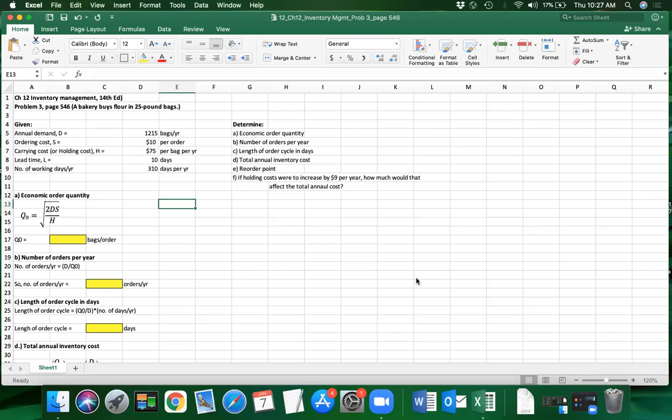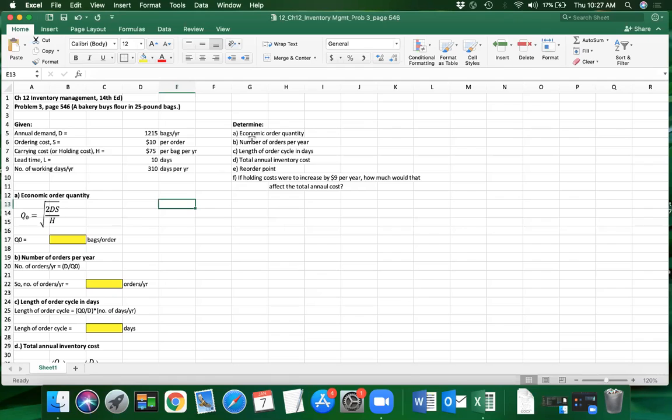Just to hold it. So it's a holding cost or carrying cost. Lead time is 10 days, which means once you place an order, it will take 10 days for it to arrive. So that's the lead time. And the number of working days in a year is 310 days per year. So this data is given, and based on this data, we have to find out the following things.